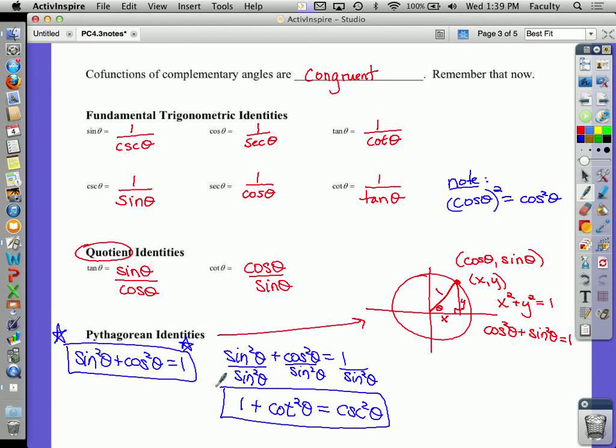All right, now let's do the third one, okay? If I have sine squared theta plus cosine squared theta equals 1, what else could I do instead of dividing by sine squared theta? All right, brilliant. Let's do that. Great idea. Let's divide by cosine squared theta.